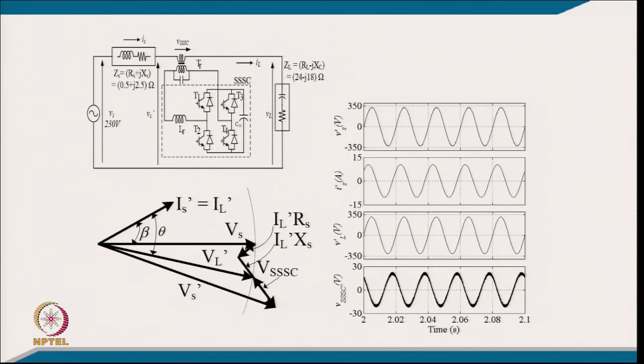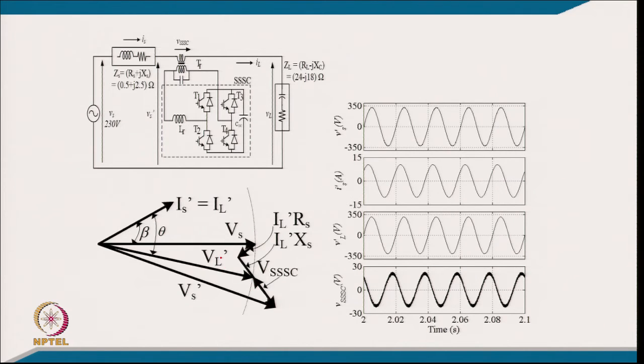So, this is a typical circuit: we have a source impedance, we have a load, and in between we are putting the compensator. Because it is a kind of capacitive load, or leading power factor load, the voltage before the compensation will increase more, and that voltage we have to reduce to bring it to the same as the source voltage.